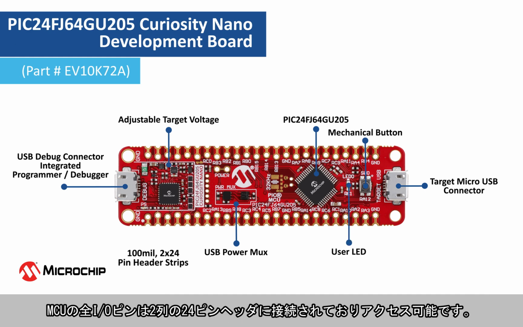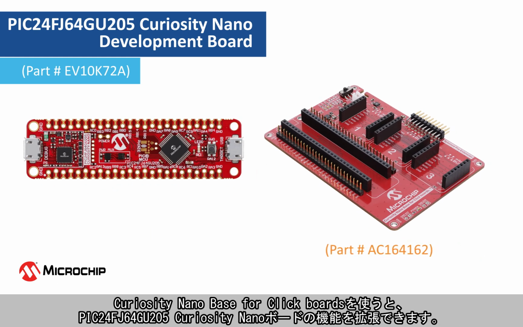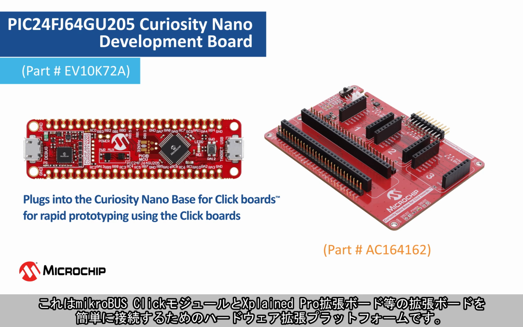You can also access all the I/O pins of the MCU as they are connected to the two rows of 24-pin headers. Users can extend the capabilities of the PIC24F GP24GU205 Curiosity Nano board using the Curiosity Nano Base for Click boards. This serves as a hardware extension platform to ease connecting extension boards like the mikroBUS Click modules and Xplained Pro extension boards.